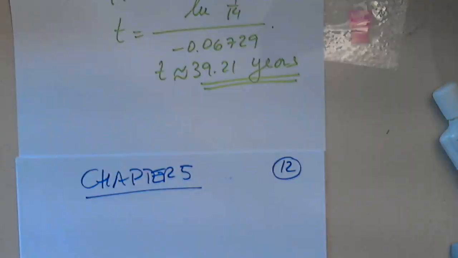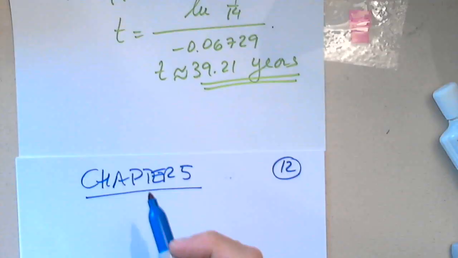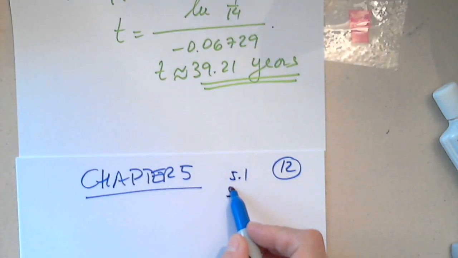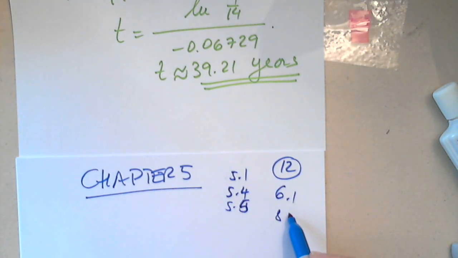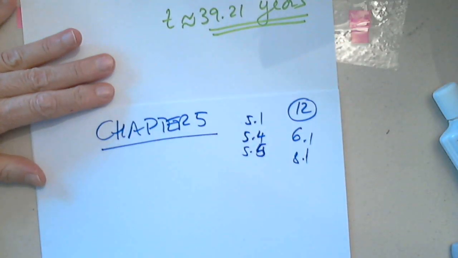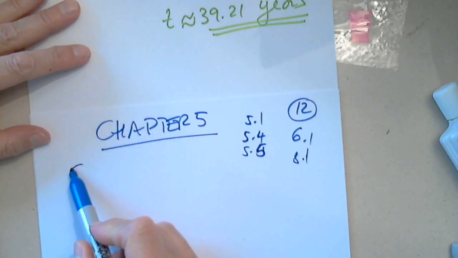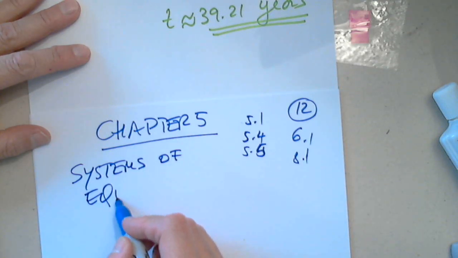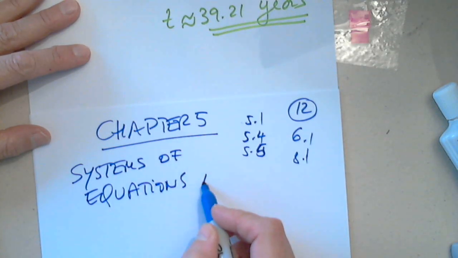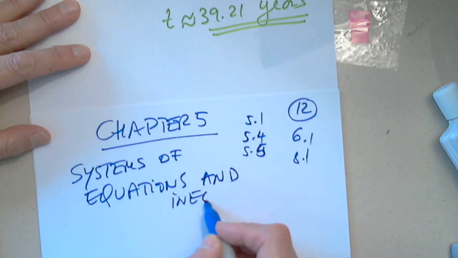Okay, what do we have left? We have left 5.1, 5.4, 5.5, 6.1 and 8.1. So these are the last 5 sections of the course. So let's talk about chapter 5, which deals with systems of equations and inequalities.